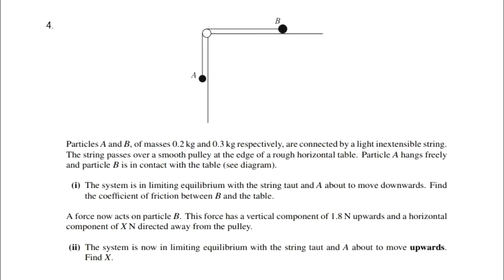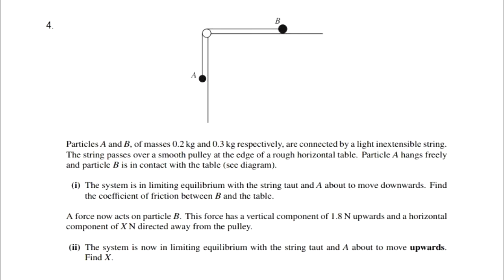Particles A and B of mass 0.2 kg and 0.3 kg respectively are connected by a light inextensible string. The string passes over a smooth pulley at the edge of a rough horizontal table. Particle A hangs freely and particle B is in contact with the table. The system is in limiting equilibrium with the string taut and A about to move downwards. Find the coefficient of friction between B and the table. A force now acts on B. This force has a vertical component of 1.8 Newton upward and a horizontal component of x Newton directed away from the pulley.